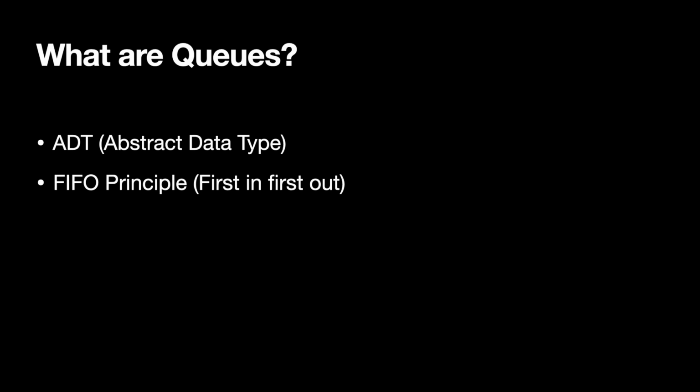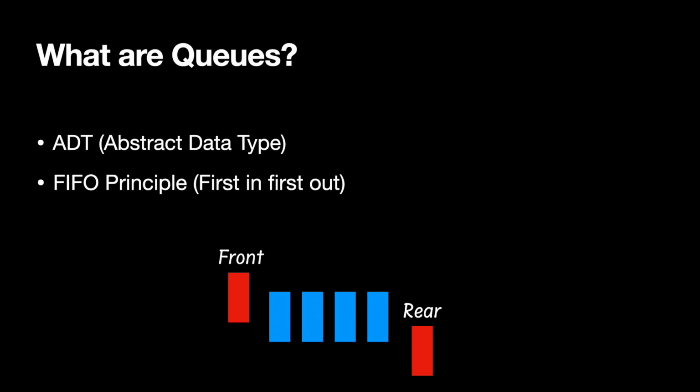Next, what are queues? Queues are also an abstract data type, but they follow the first in first out principle, meaning the first item added is the first to be removed. Here's a visual implementation. Queues have heads and rears, tails and heads, front, rear, whatever you want to call them.